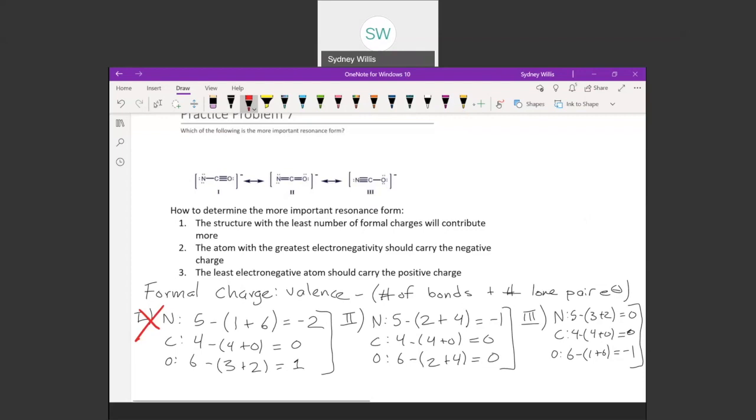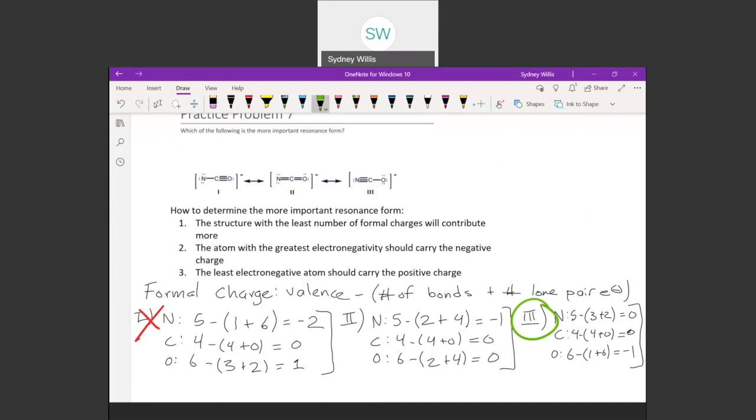Now, the atom with the greatest electronegativity should carry the negative charge. Well, looking at these two, in example 2, nitrogen has the negative charge, and in example 3, oxygen has the negative charge. But we know that oxygen is more electronegative, and therefore structure number 3 will contribute more to the resonance form because it has the negative charge on that really electronegative atom.